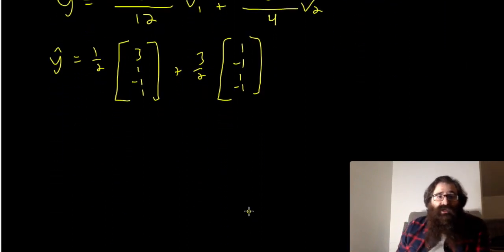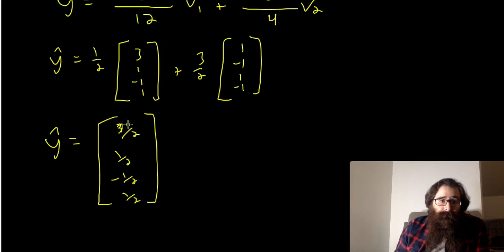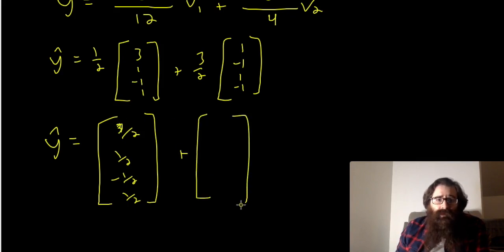And let's build this projection. So y hat, let's bring in the coefficients. 1 half times 3 is 3 halves. Then I'm going to get 1 half, negative 1 half, 1 half, plus, here I'll bring in the 3 halves. I get 3 halves, negative 3 halves, 3 halves, negative 3 halves.